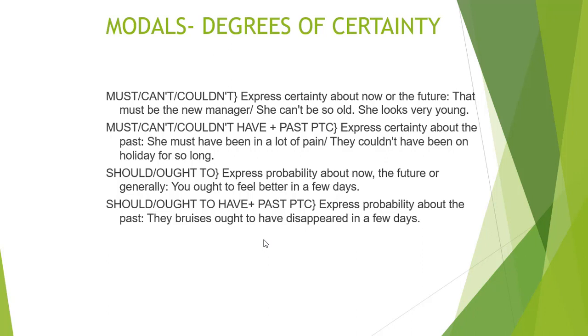Should or ought to. They express a probability about now, the future, or in general. You ought to feel better in a few days. Should, ought to have plus past participle expresses probability about the past.